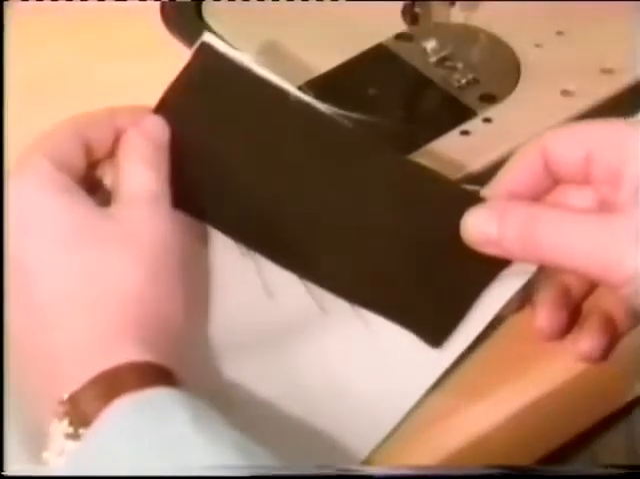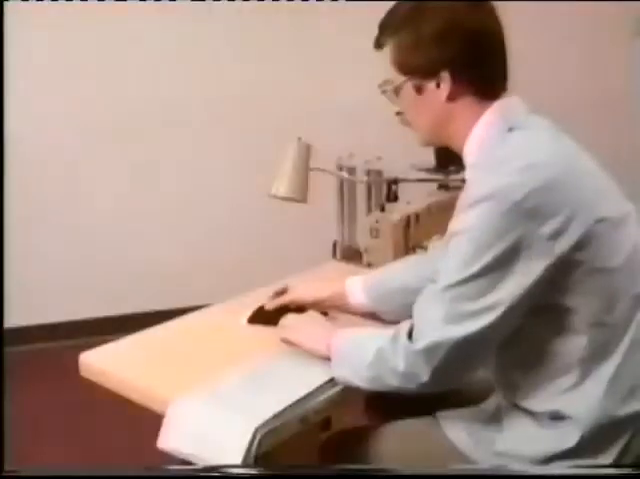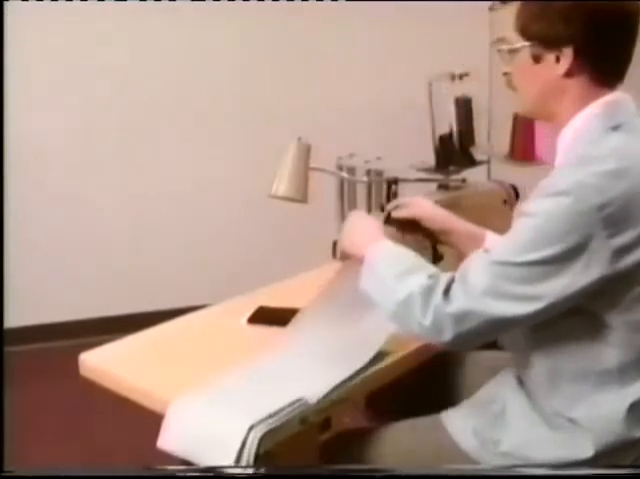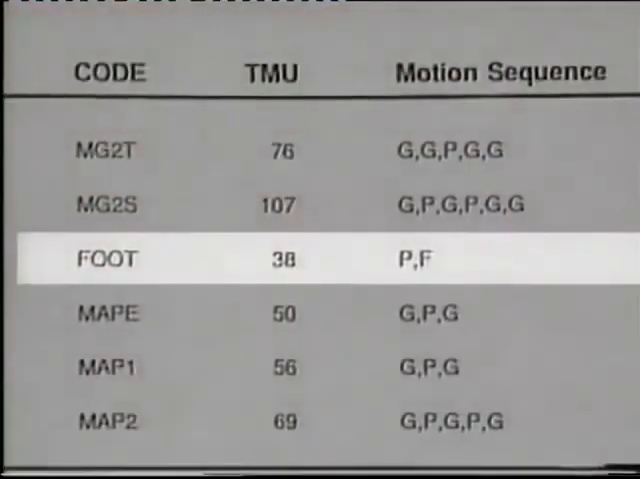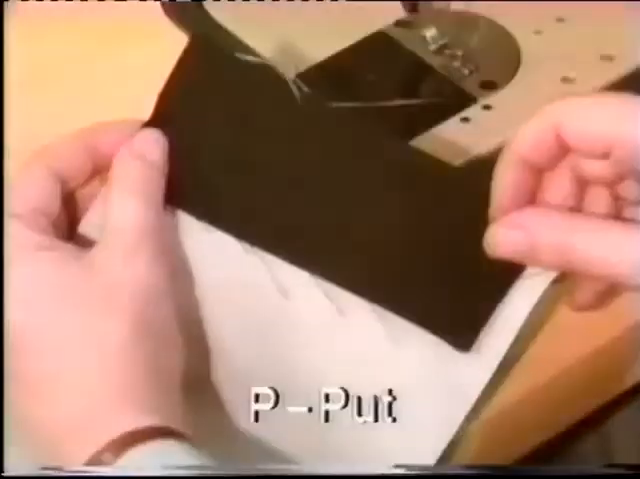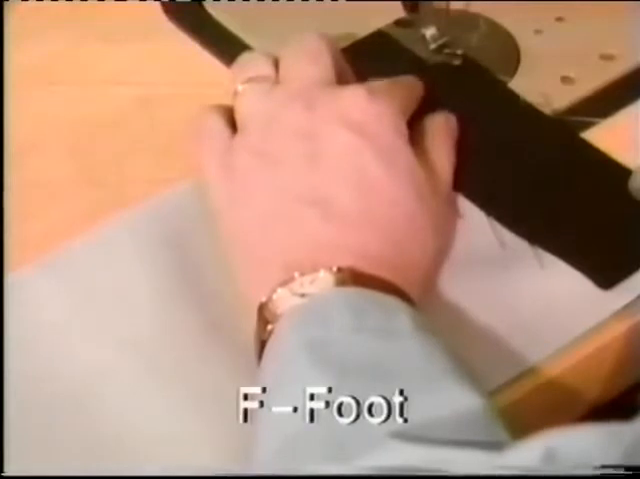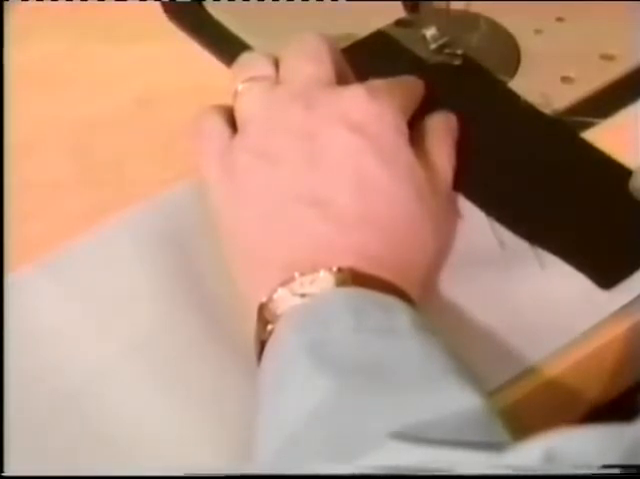The third element, foot, describes the action of placing parts to the machine presser foot or needle. You'll find this normally follows the MG2T or MG2S and includes the additional step of lowering the presser foot to clamp the parts. Place the parts to the machine foot. Lower the presser foot. Follow the motion sequence PF. P, put the parts to the machine foot. F, lower presser foot, foot-operated device. The objectives have been met, and the parts are held under the machine presser foot.